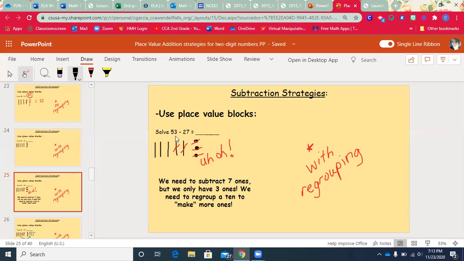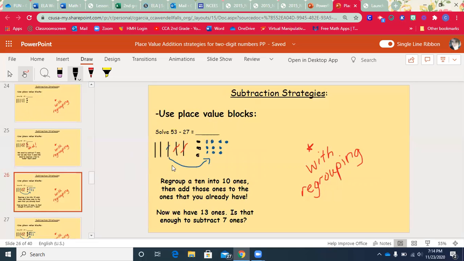Uh-oh, I only have 3 1s, but the equation is asking me to subtract 7 1s. What do I do? So we need to subtract 7 1s, but we only have 3 1s. That means we need to regroup a 10 to make more 1s, and I'll show you what I mean. So I'm going to take one of these 10s. I'm going to mark through it because it's no longer going to be a 10. It is going to be regrouped, follow my little arrow, into 10 1s.